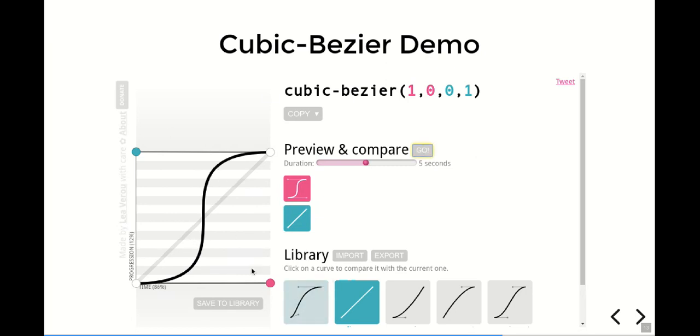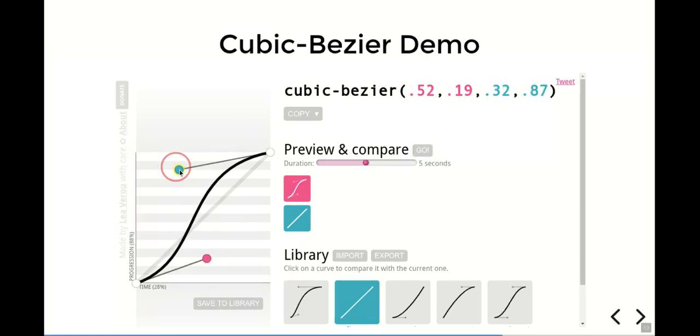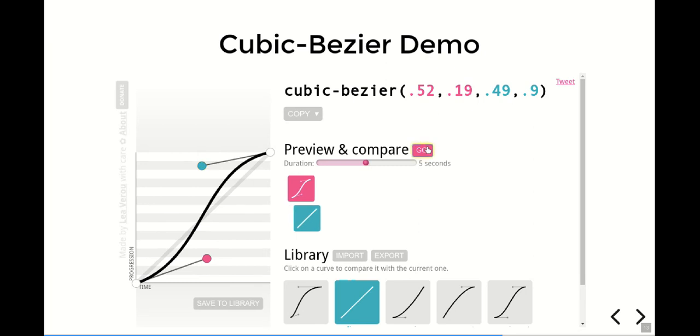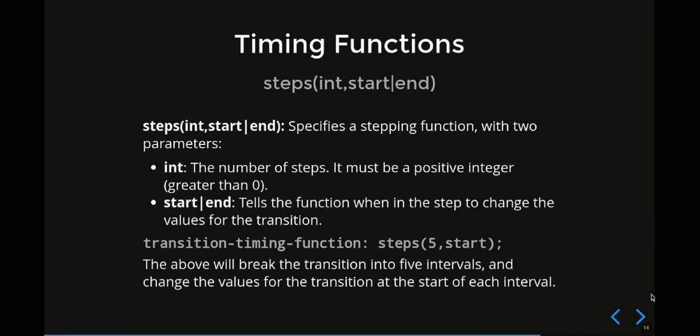Now the nice thing about a tool like this example is that you can set all of this however you want, and then you have this as the value that you need to be able to do that. So if I want to make this look like this and be kind of slow in the beginning, a little faster in the middle, and then kind of slow at the end, these are the numbers that I would use to do that in my CSS.